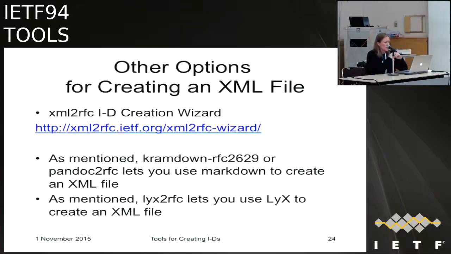There are some other options for creating an XML file. So the ID creation wizard lets you fill out a form on the web, and then it creates the XML file for your author element and title, basically the starting front matter. It takes care of it for you. So if I were starting with a text file that I had no source file for and I wanted to create an internet draft, I might just start with this ID wizard, because you could copy and paste from your existing draft and it would just get you started with a nice template with your author elements and all of that.